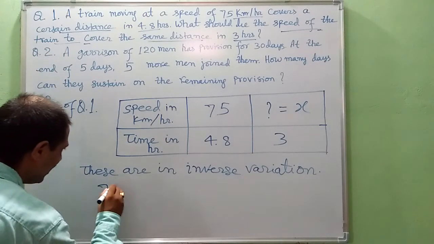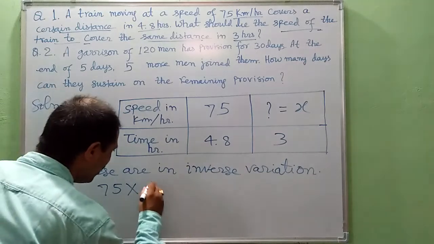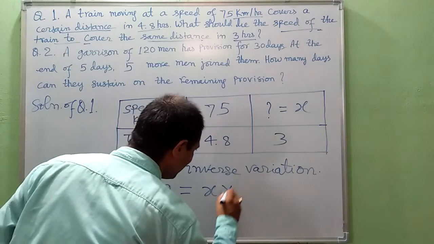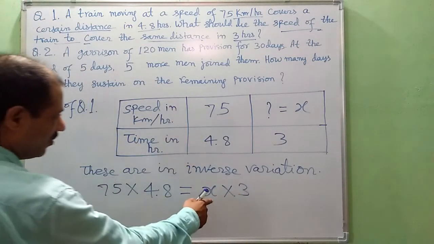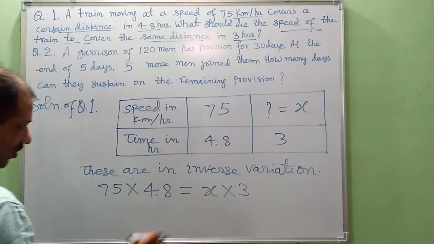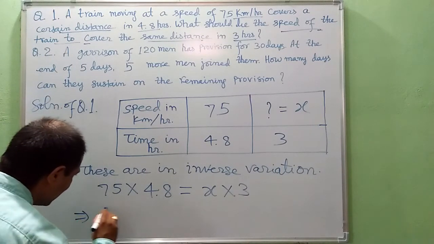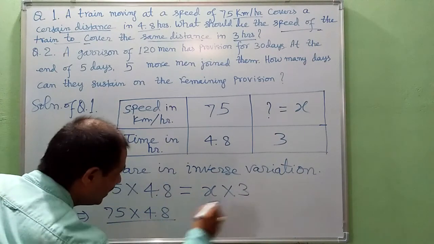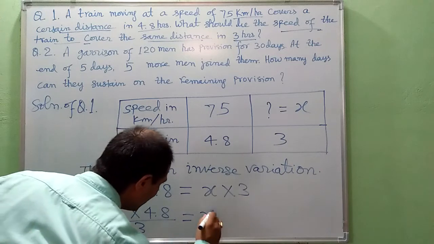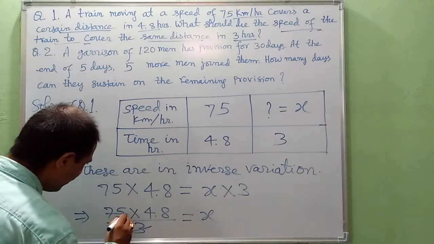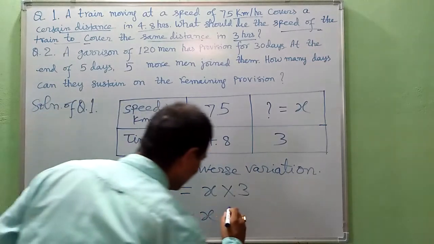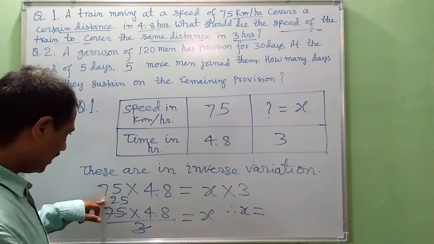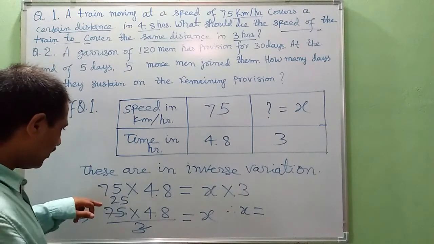Then 75 into 4.8, that is x into y, is equal to x into this part. Now, only one is unknown. By transposition, we can solve it like this: 75 into 4.8 by 3 is equal to x. 3 into 25, hence x is equal to 25 into 4.8. We have to find its product.